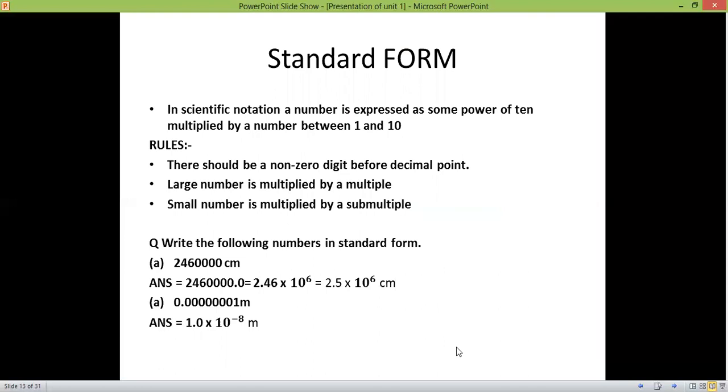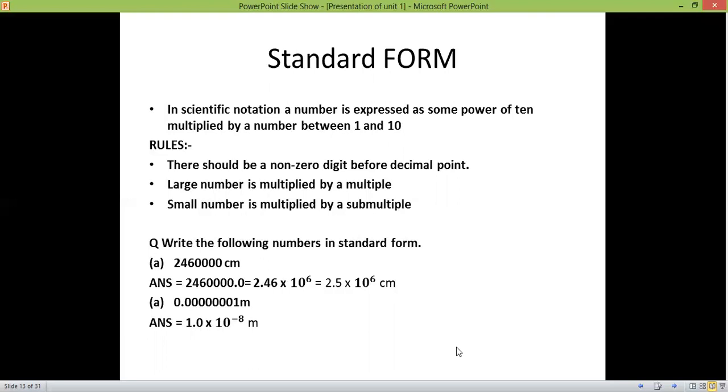Next, we have to discuss how to write a number in standard form or in scientific notation. Scientific notation is a method in which a number is expressed as a power of 10 multiplied by a number between 1 and 10. Next, we have to discuss the rules to write a number in scientific notation.